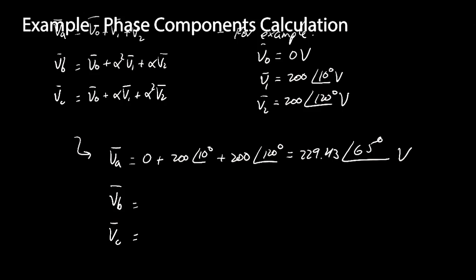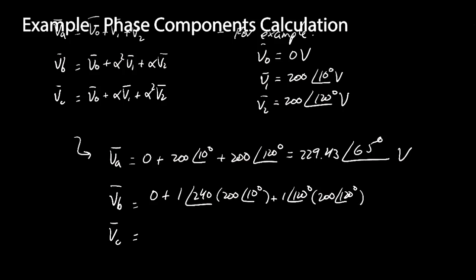This is in volts. And then VB would be equal to 0 plus alpha squared, so 1 at 240 times 200 at an angle of 10, plus 1 at 120 times 200 at 120 degrees, and this is going to be equal to 398.48 at an angle of minus 115 degrees.